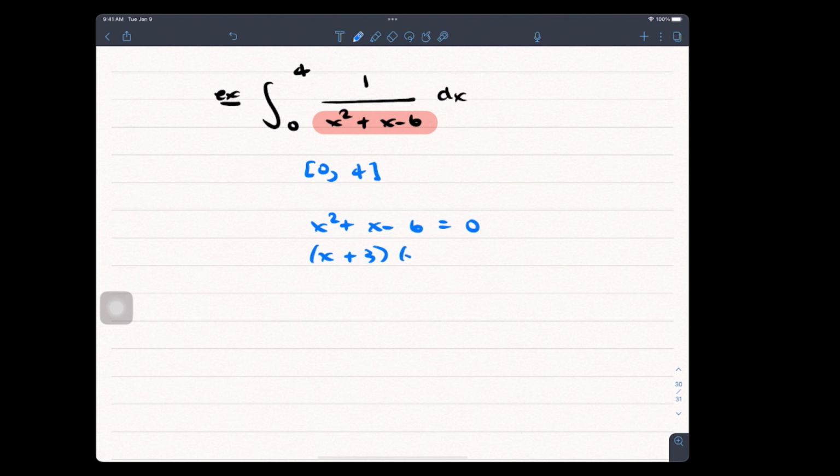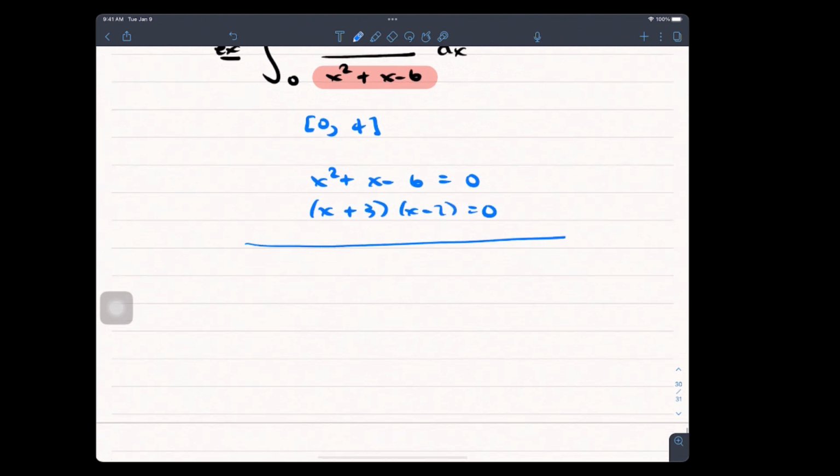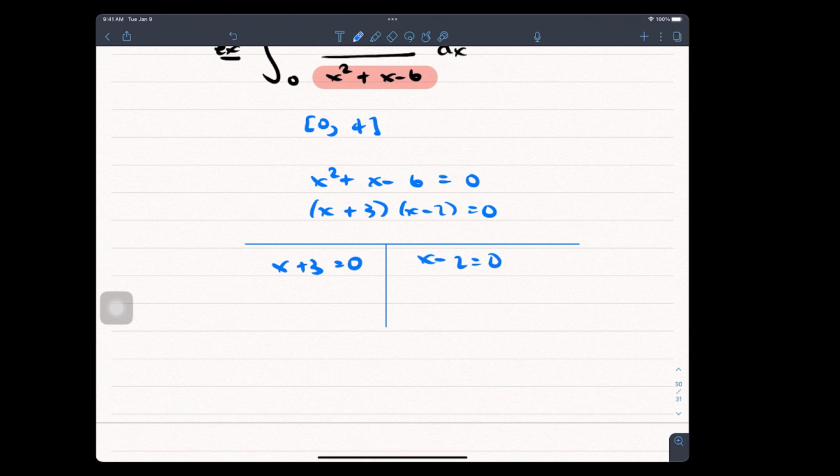I think that's x plus 3, x minus 2. Is that true? Okay. So you guys know what that means here. We're going to say what? This means what? X plus 3 is 0. It means x minus 2 is 0. Is that right? And then what does this mean? X is negative 3 and x is 2.